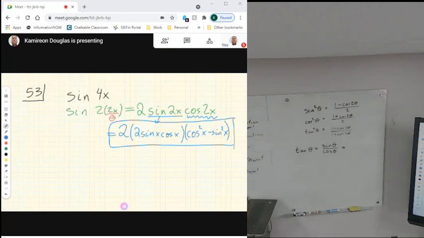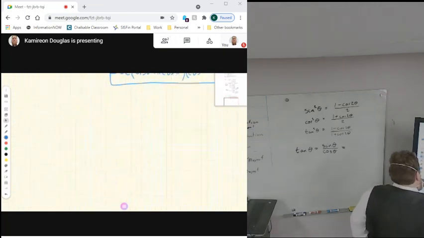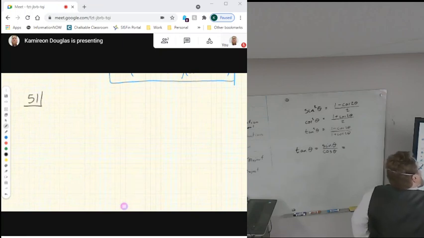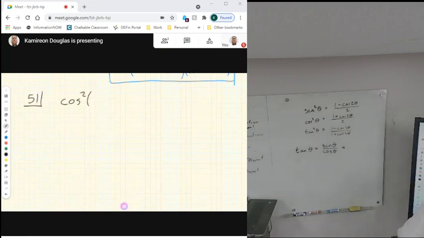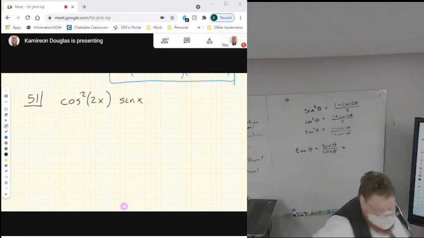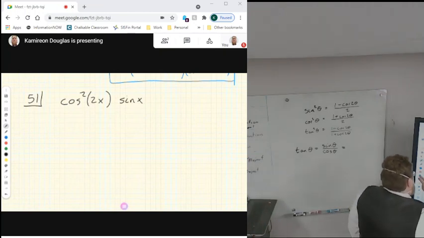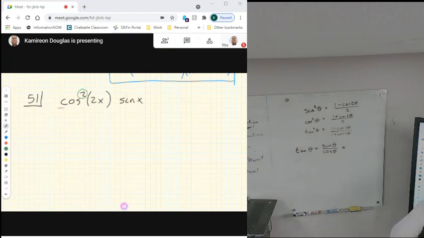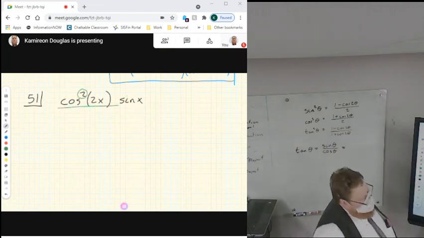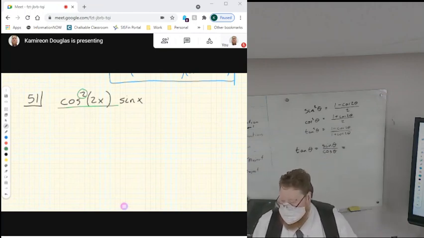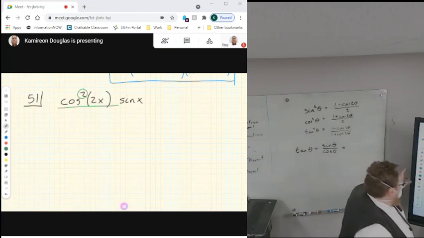51 is cosine squared of 2x times sine of x. Now, this problem says on 51, reduce the equations to powers of 1, then check the answers graphically. This is actually a pretty straightforward one. So what I'm going to do is use the perfect square formula to simplify this piece only. The sine is going to stay on the outside because it doesn't need to be reduced. It is already a power of 1. So let's reduce it down.